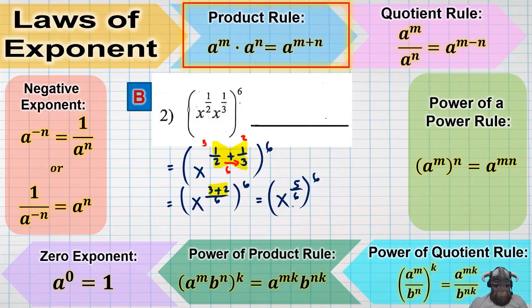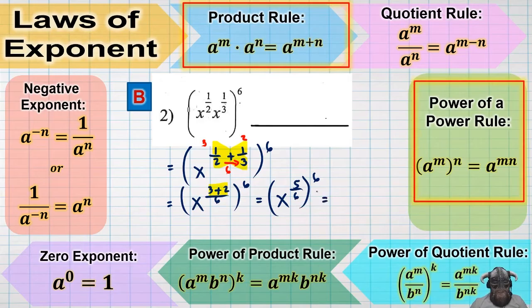Here, if you see, we have the given x raised to 5 over 6, quantity raised to 6. Here we will use, instead of the power of a product rule, since it is just one term, the power of a power rule. So, we just need to multiply that 5 over 6 by 6. So, in this case, we have x raised to 5 over 6 times 6. Put it over 1 so you don't get confused.